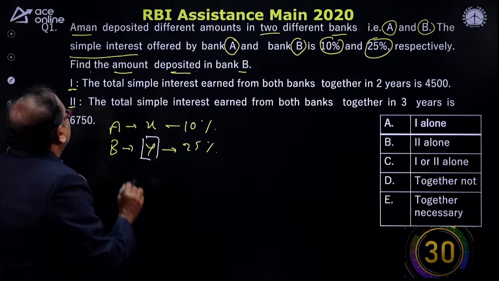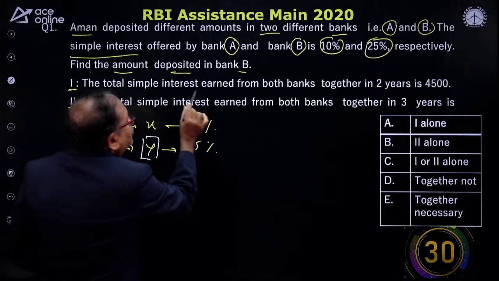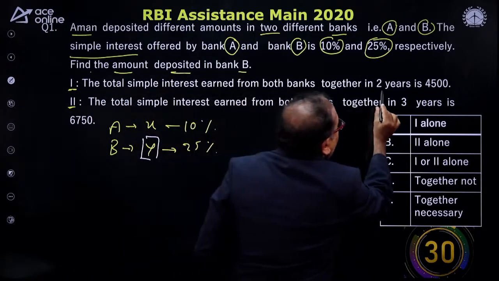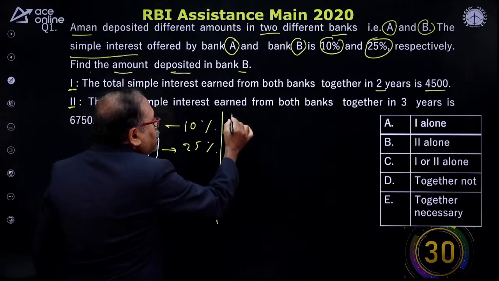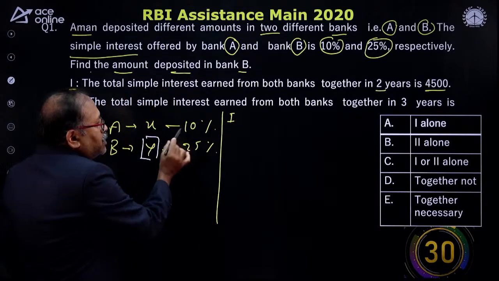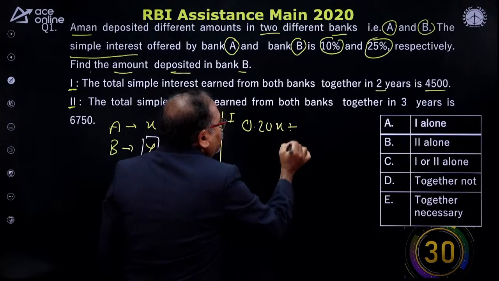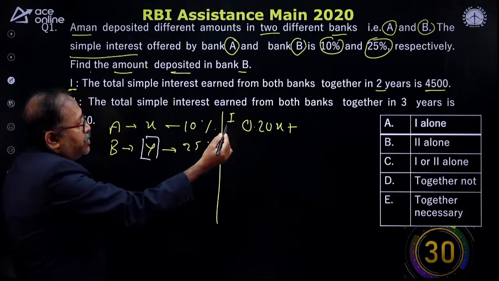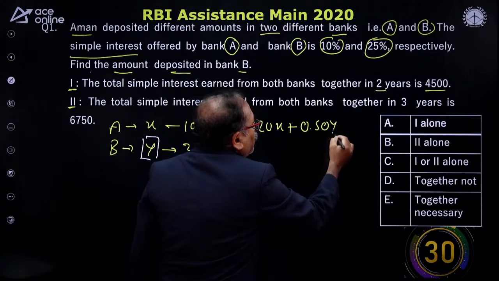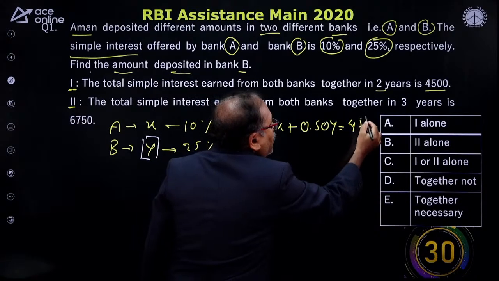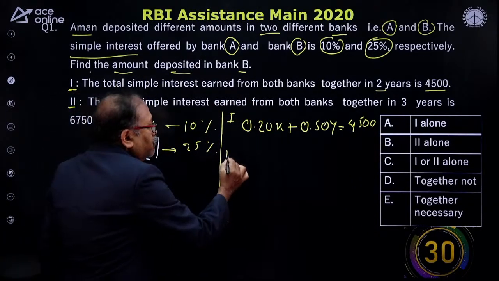Is data 1 sufficient? Let's look at the information given in data 1. It says that the total simple interest earned from both the banks together in 2 years is 4,500. So for 2 years, it is 20%. So 20% of X, that is 0.20 of X, plus, for 2 years, 2 into 25 is 50, so 0.50 of Y, and the total is given as 4,500. So can I get the answer? What is the value of Y? Obviously not.